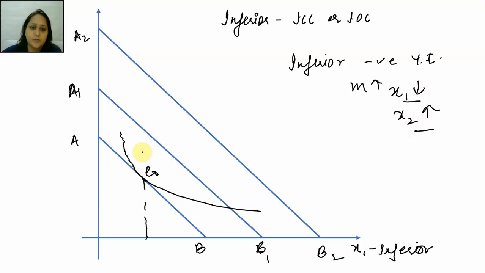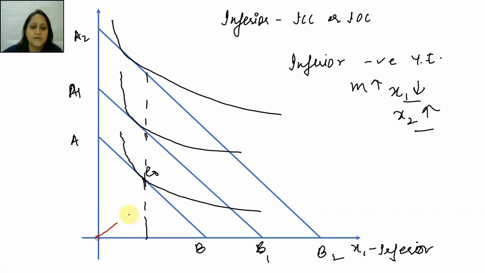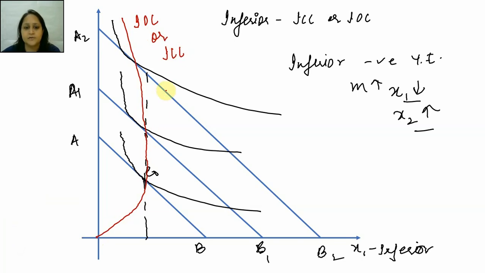So initially I have so much of X1. So इसका मतलब when my income rises, my ICs are in such a manner that my X1 is falling, X2 is rising. My X1 is further falling and X2 is further rising. These points together, I get a backward sloping curve. This backward sloping curve is called income of a curve or income consumption curve.